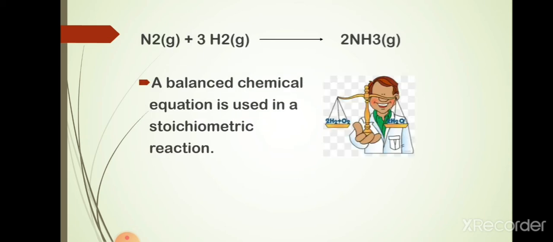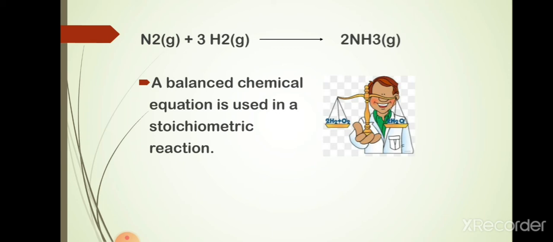We can take an example, the equation for the synthesis of ammonia, that is the Haber process. Here we combine a particular amount of nitrogen and hydrogen to form ammonia under special conditions. The equation for this reaction can be written as N2 + 3H2 gives 2NH3. Here the coefficient of nitrogen is 1, for hydrogen it is 3, and for ammonia it is 2.